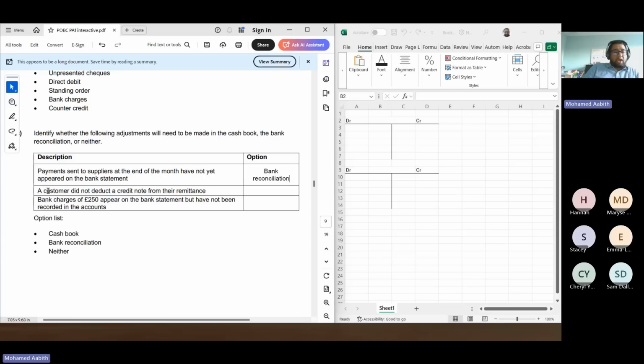And how about this one? A customer did not deduct a credit note from their remittance. That's nothing. We don't have to worry about anything with the remittance because the credit note will appear on the next statement.